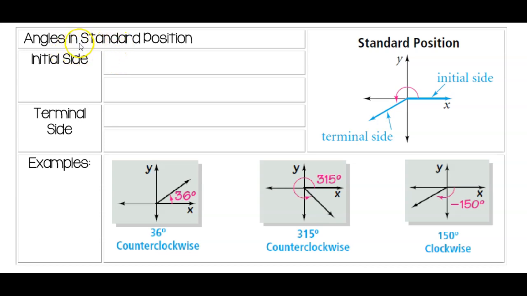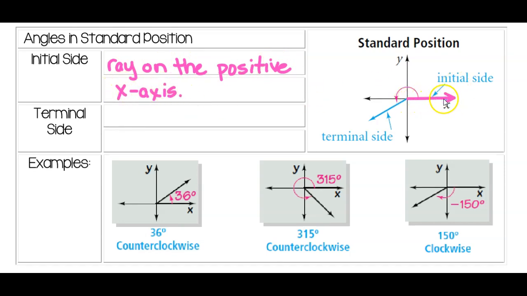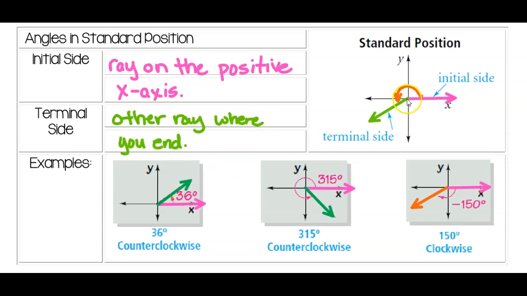So when we talk about angles in standard position, the initial side refers to the ray on the positive x-axis. So this side right here in pink would be the initial side of the angle. The terminal side is the other ray where you end. You can see this ray right here in green is the terminal side of the angle in standard position. The orange shows the angle that's being swept out.